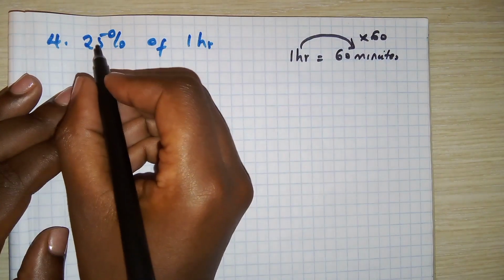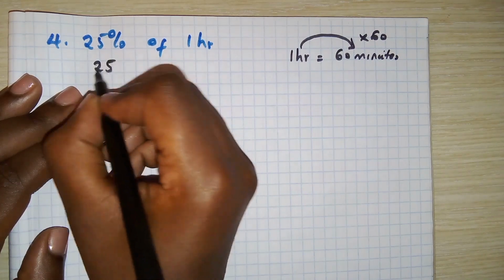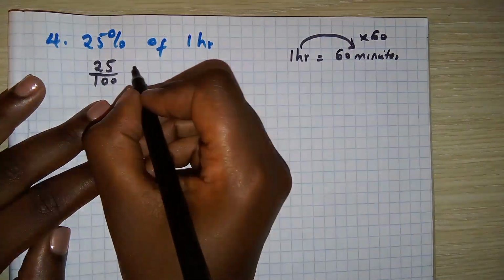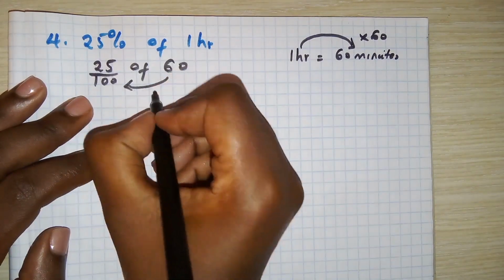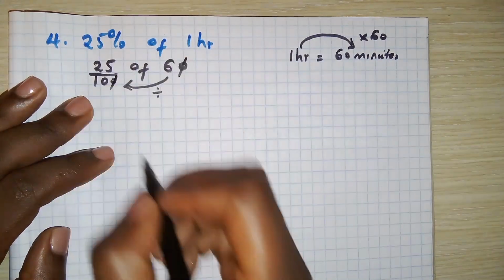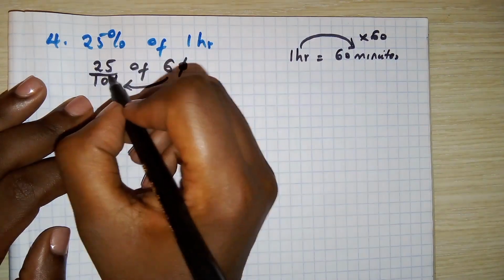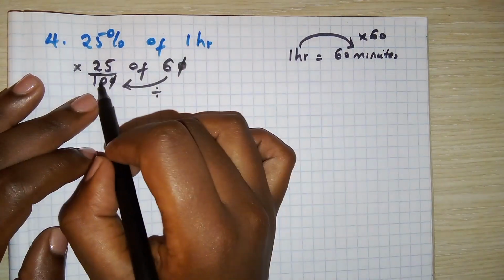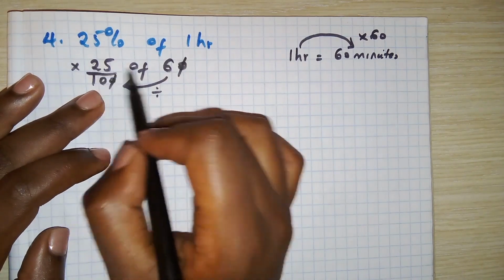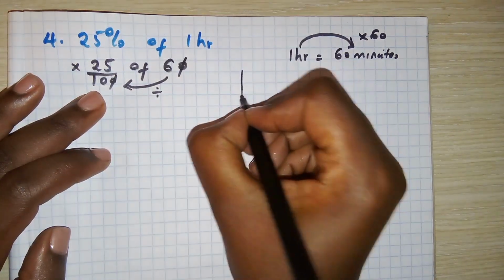Then we change this one to fraction. So 25 all over 100 of 60. So divide. So 0 cancel with that 0. And then, so I can show you another way, and then you times. So just ignore this 10 over here. So we just do 25 times 6.